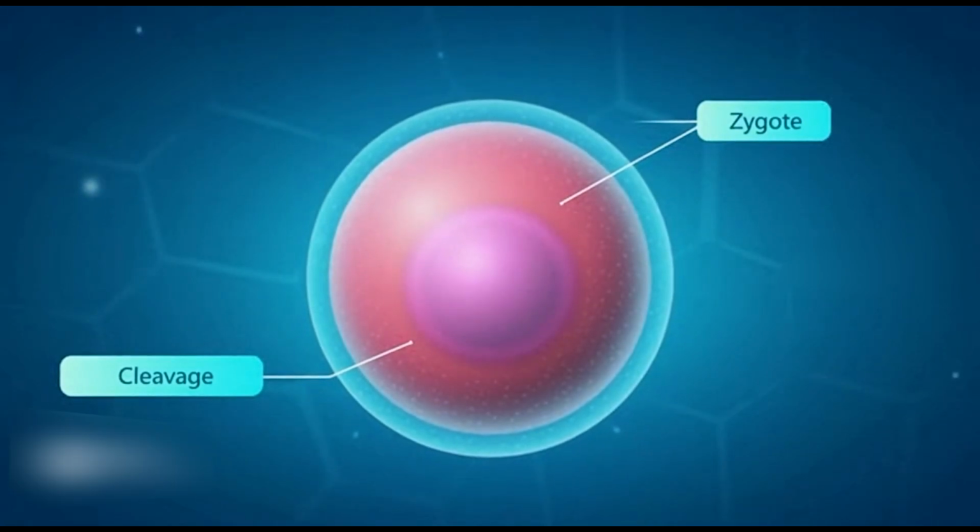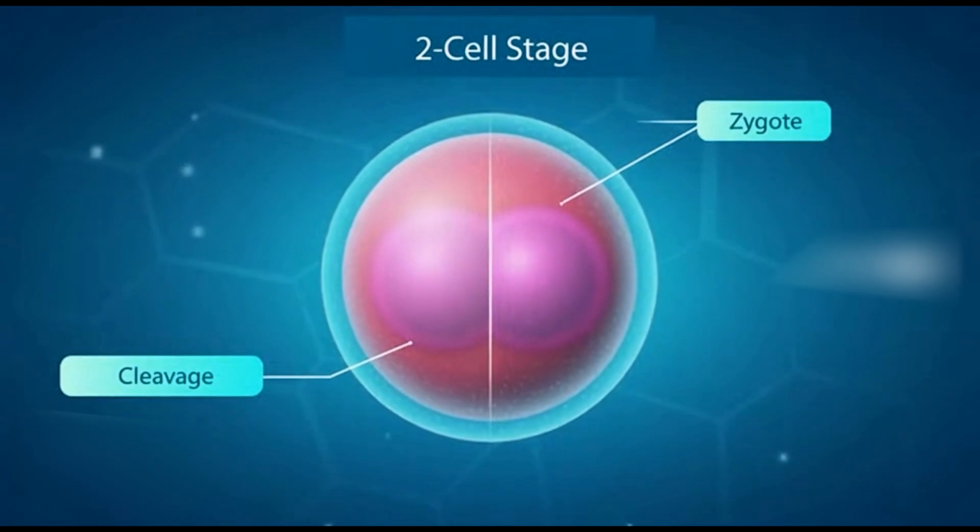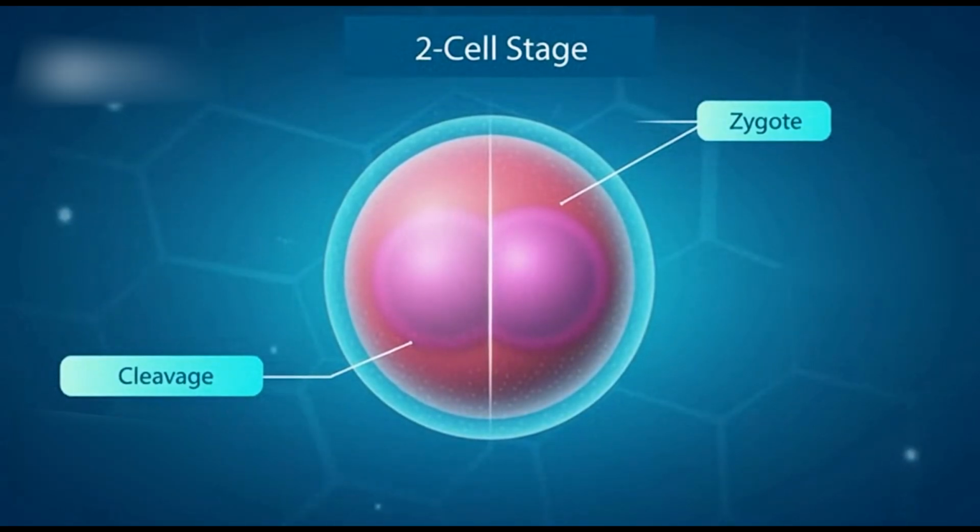The zygote undergoes its first cleavage, dividing into two cells. Each division is precise, ensuring proper organization for further embryonic development.